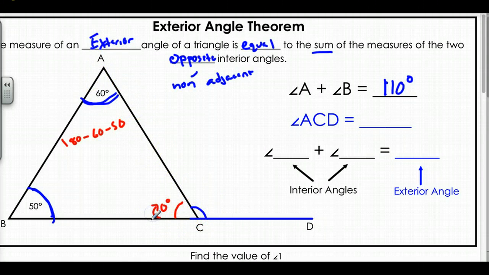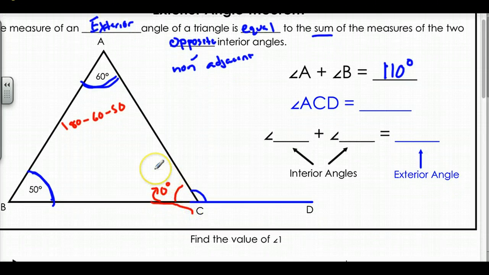Well, if you remember what a linear pair is, these angles right here, this and this, that would be a linear pair, meaning they're supplementary. So if I want to find out what ACD is, all I have to do is 180 minus this angle over here, right?